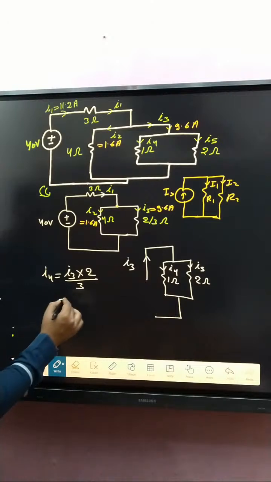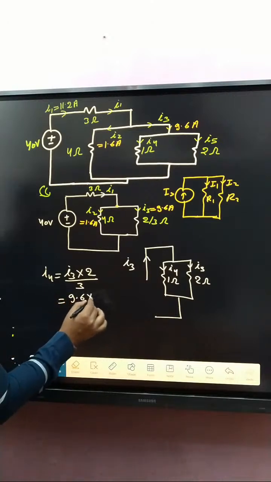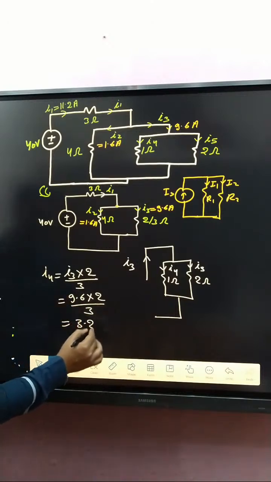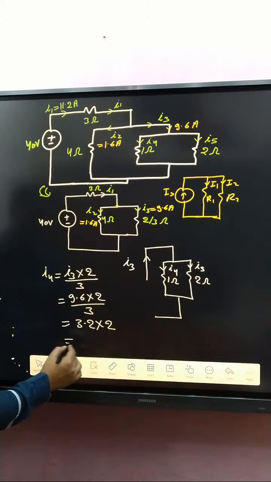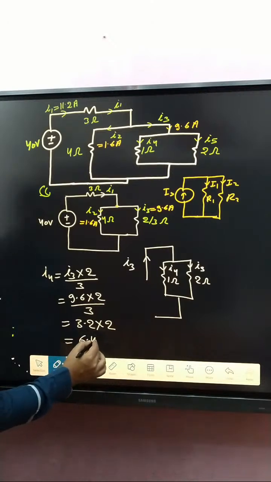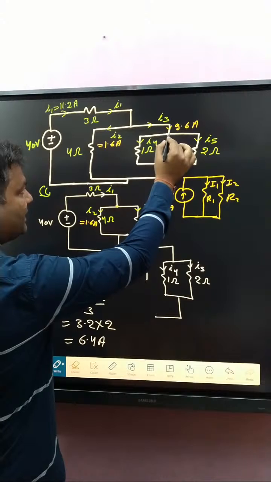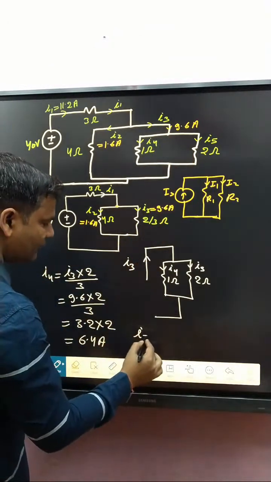And what about I3? I3 is how much? 9.6. That is 9.6 into 2 divided by 3, which is 6.4 ampere. I4 is how much? 6.4 ampere. Okay.